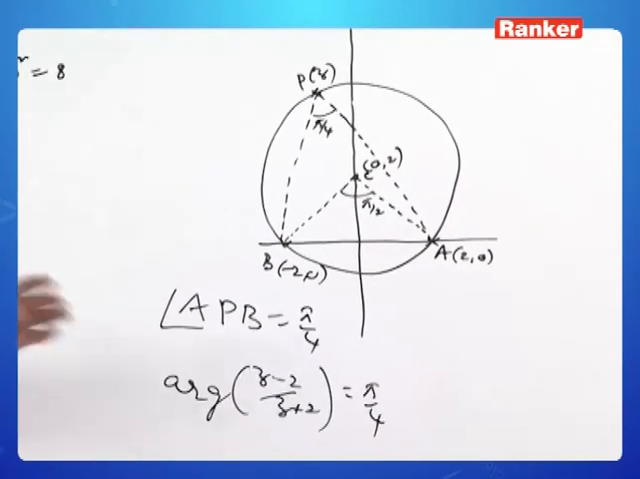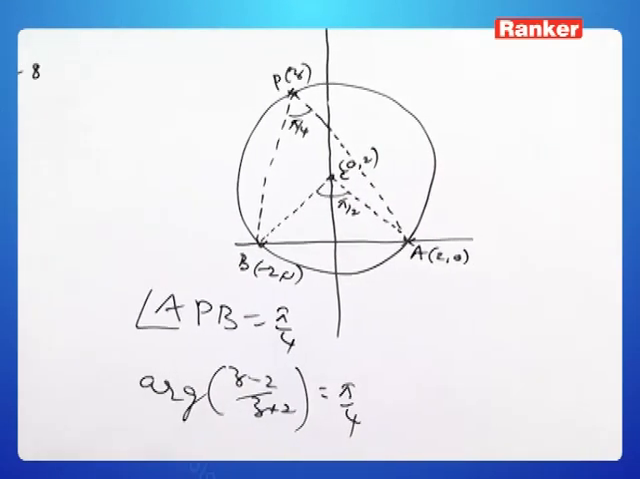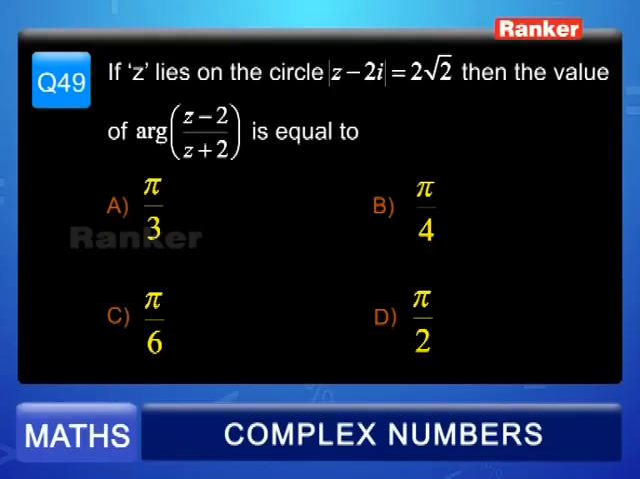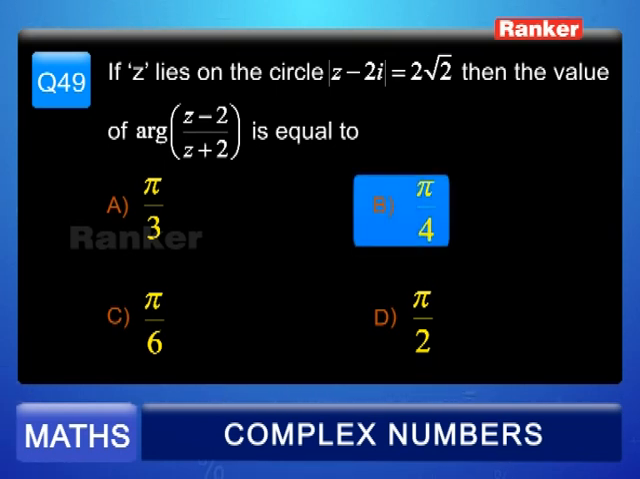A minimum knowledge of the diagram is just enough to trace the answer for this question. Yes, that's all. Therefore, the answer is pi by 4. Option B is, of course, the right option.